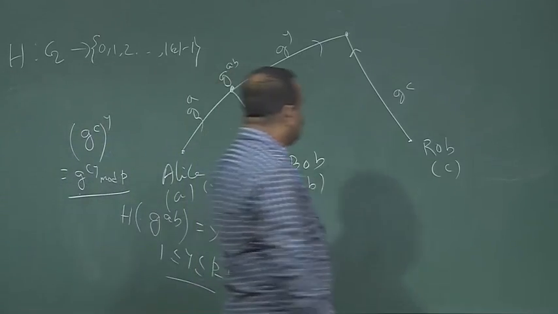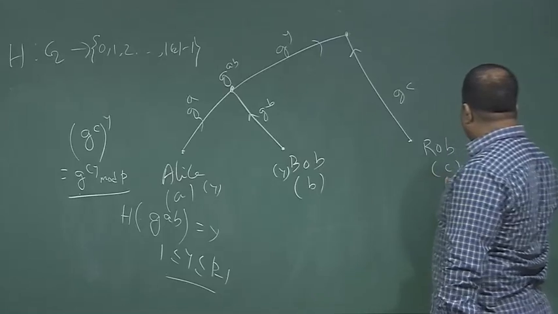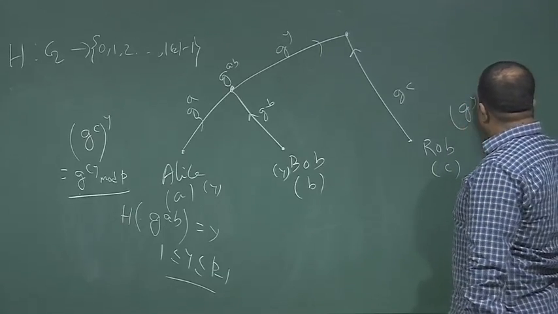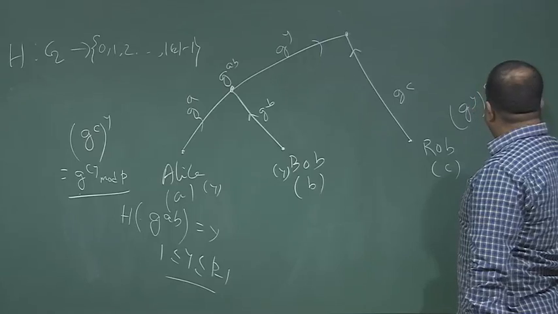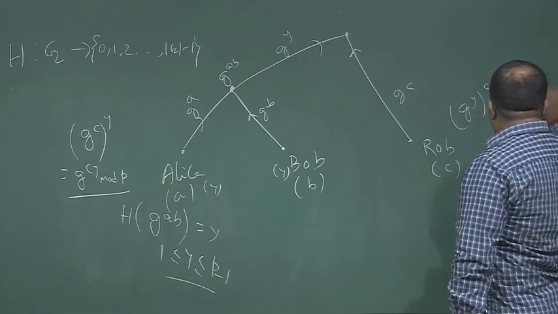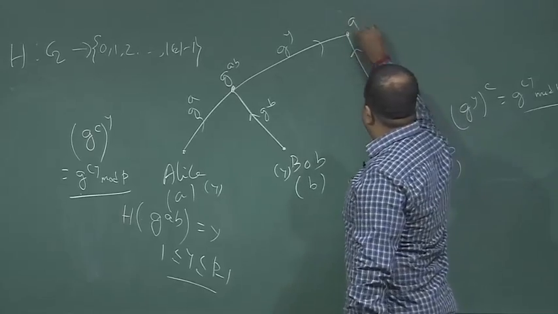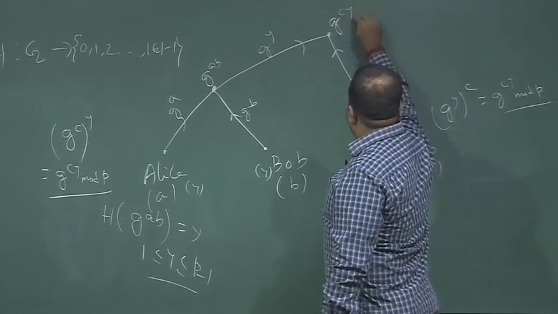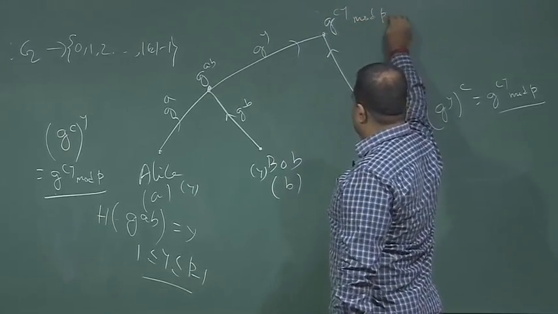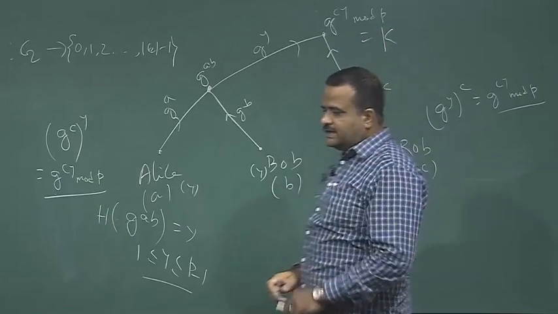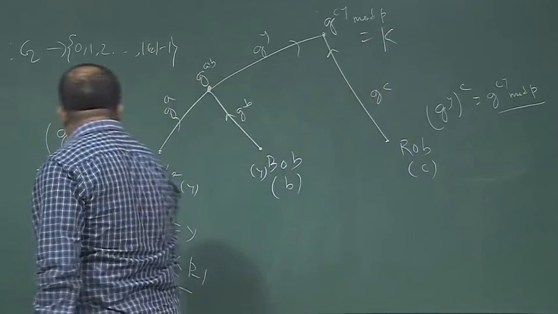and Rob is getting G to the power Y and Rob is having C. So, Rob can compute G to the power Y to the power C. So, see, this is basically G to the power CY mod P. So, this is the common key shared between these parties. This is the key, this is K. So, this K is shared between these 3 parties.